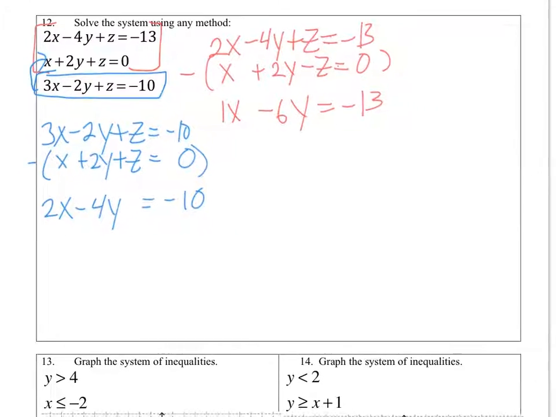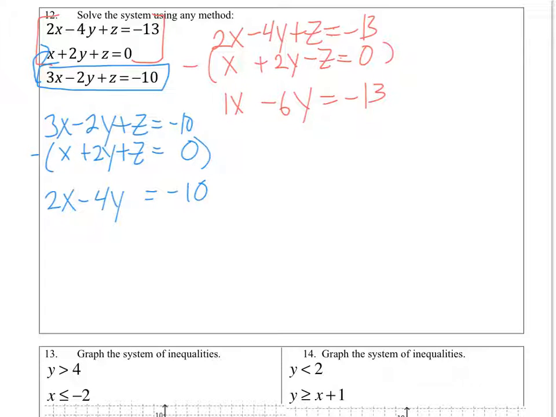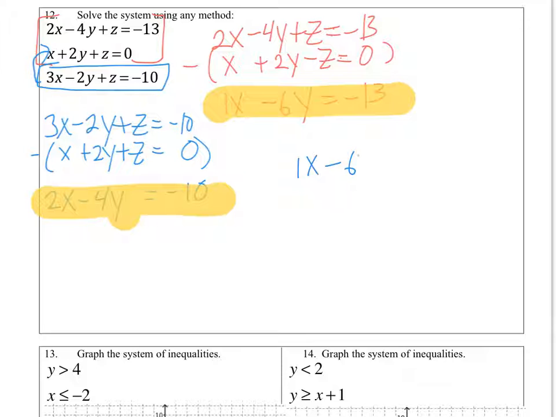I now have a system of two equations. Those are given by the things that I'm about to highlight here. And I'm going to treat those as a separate set of equations and begin solving them. So I've got 1x minus 6y is equal to negative 13. And with that, I'm going to include 2x minus 4y is equal to negative 10. Okay?